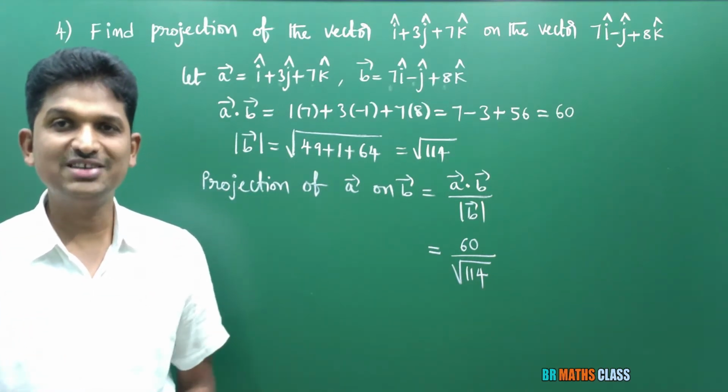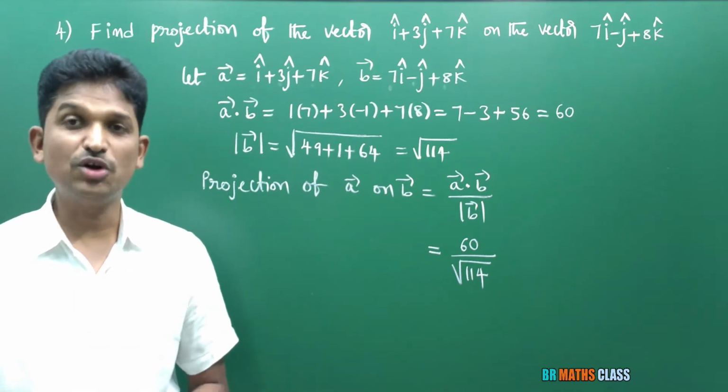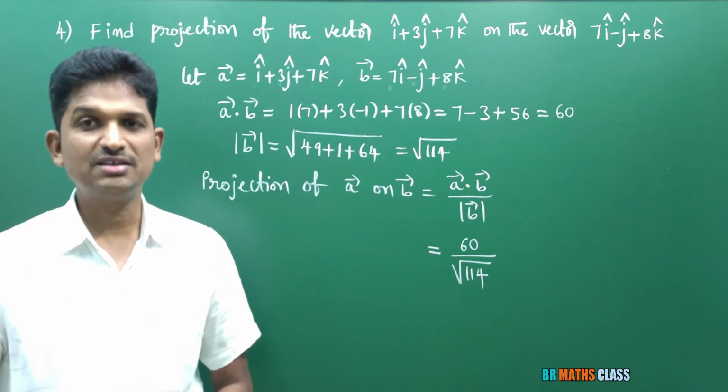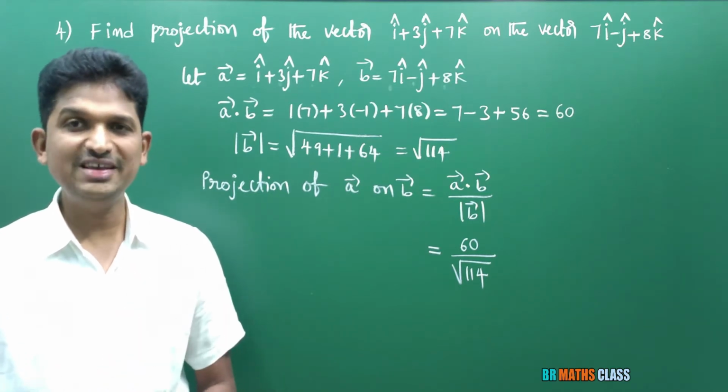I hope you are understanding these problems. These are very easy problems. The only key thing is that whatever the 15 formulas we learned related to the dot product of vectors, you need to be thorough in all those formulas. Then you can do these problems very easily.